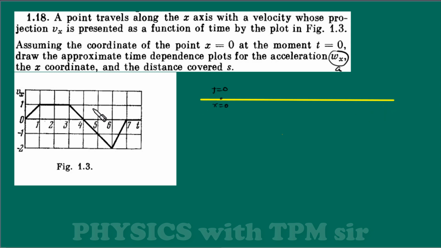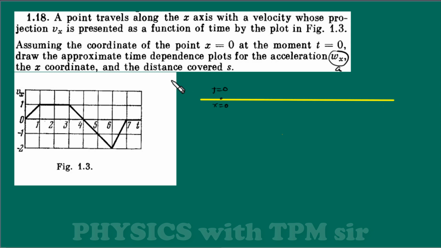Now we have to draw the acceleration versus time graph. They represent acceleration as w. We will use a, and we will use both so that there will be no confusion. Then its x coordinate, meaning its position as a function of time, and we have to plot distance versus time.